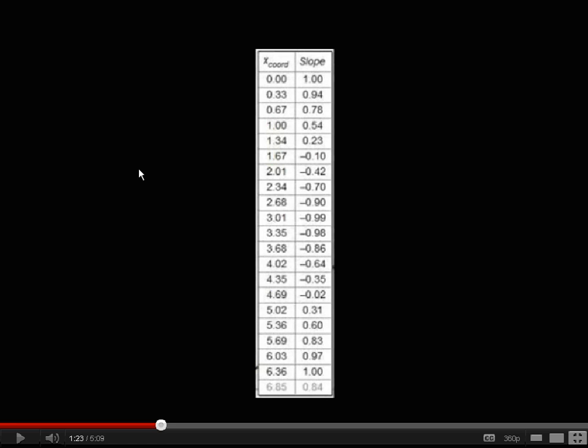Okay, as you look at, they broke that up into tables. You see right away it started at 1, and it was decreasing. It went down to 0.94. So because the value of the slope is decreasing, it's concave down. 0.7, 0.5, 0.2, negative 0.1, negative 0.4, negative 0.7, negative 0.9, negative 0.99. After it gets to negative 0.99, it starts to go up. Negative 0.86, negative 0.64, negative 0.35. Starts to go up. So therefore, it's concave up after that spot.